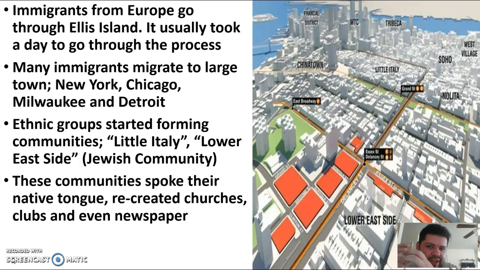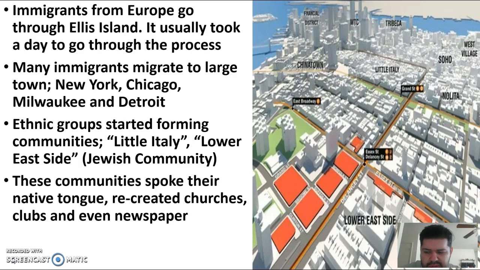We're going to take this section, this group is going to take this section, this group is going to take this section, this group is going to take this section. So if you look on the map there, you can see Chinatown, Little Italy. Down south is the Lower East Side. You got West Village, things like that.